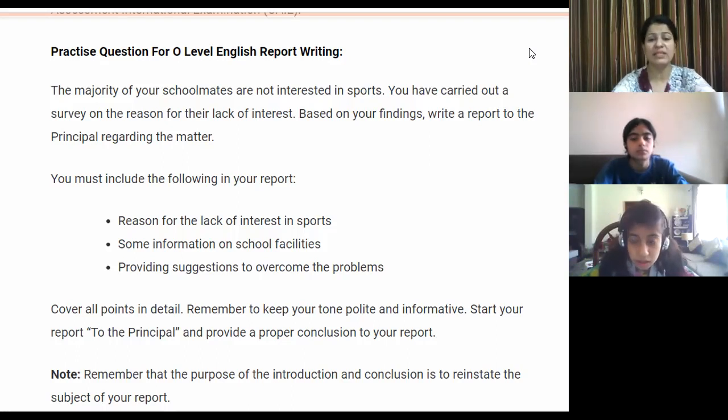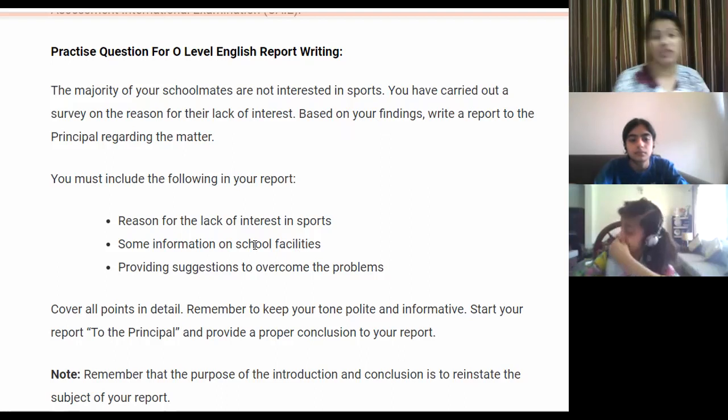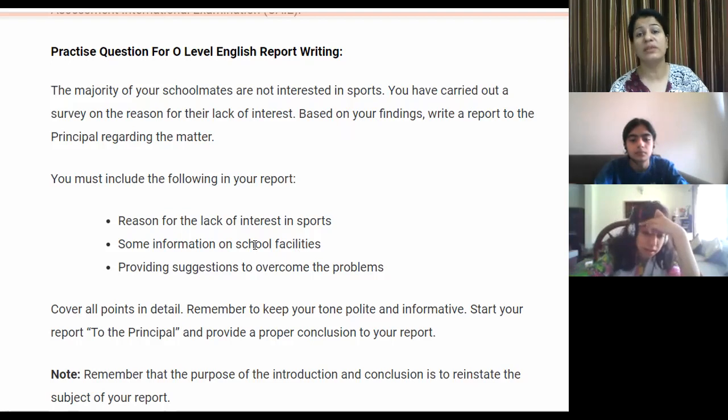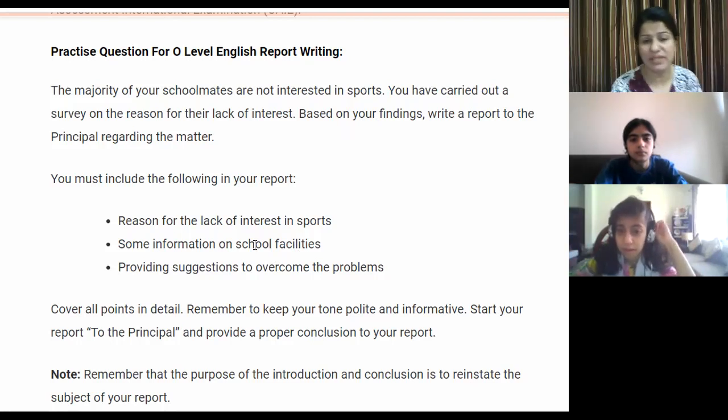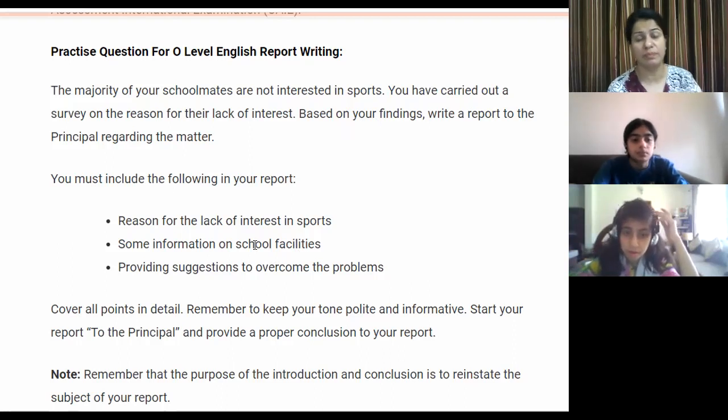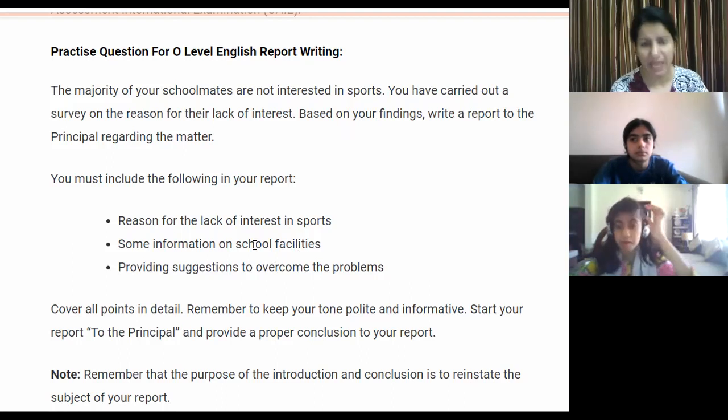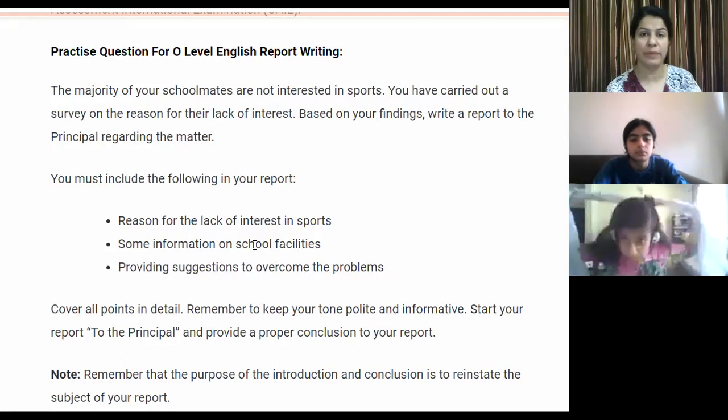Providing suggestions to overcome the problem. Once you identify the problems in your first two points, that is lack of interest and some information on school facilities, you can use that information to write down suggestions on how this problem can be solved. Now, once you have covered all the points in detail, you bring your report to an end by writing a concluding paragraph in which you sum up your idea and persuade the principal to take action on your suggestions.